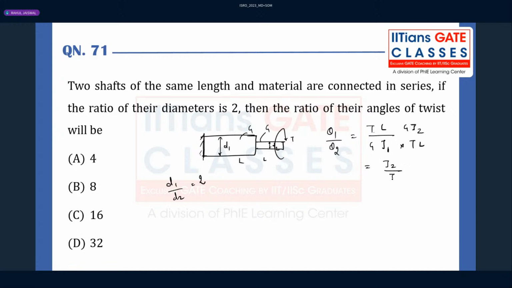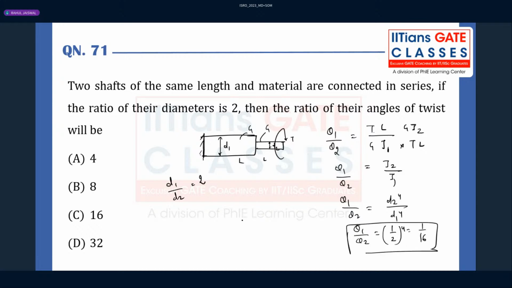So we can write theta 1 divided by theta 2 equals J2 divided by J1, that is d2 power 4 divided by d1 power 4. 1 upon 2 to the power 4, that is 1 upon 16. So theta 1 divided by theta 2 will be 1 upon 16. Either you can write theta 2 divided by theta 1, that is 16. This will be correct. What is the polar moment of inertia? Pi d power 4 divided by 32.